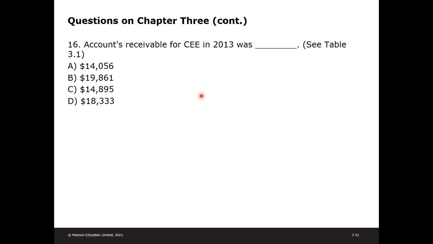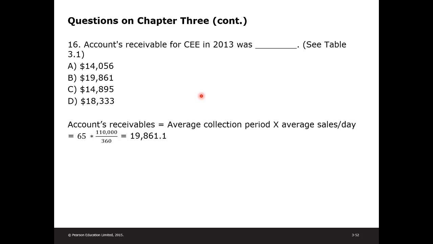Okay, next question wants us to calculate the accounts receivable, which we already calculated in the previous one as follows. The accounts receivable will be average collection period multiplied by average sales per day, which is 65 multiplied by 110 thousand divided by 360, which will give us 19,861, which would be B.